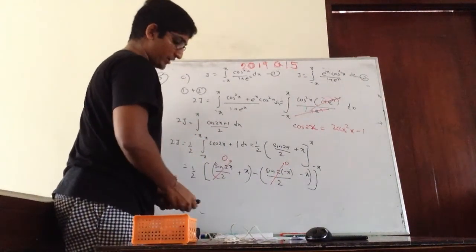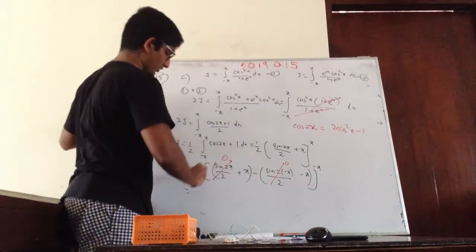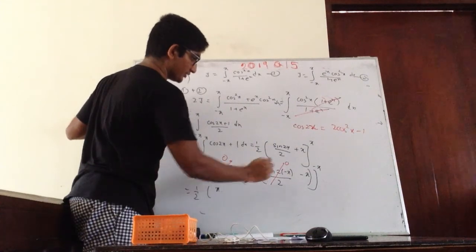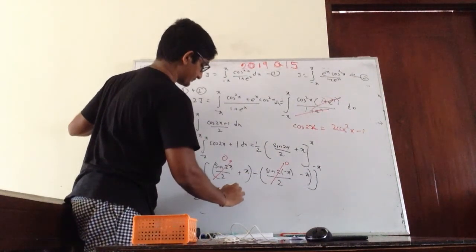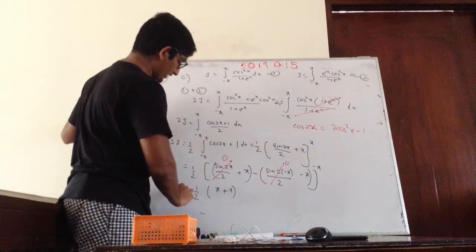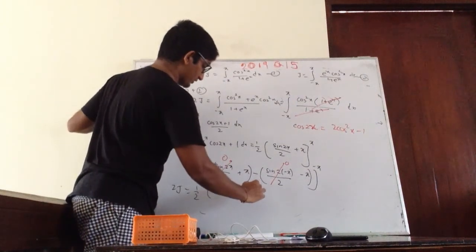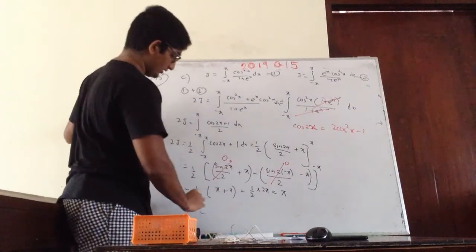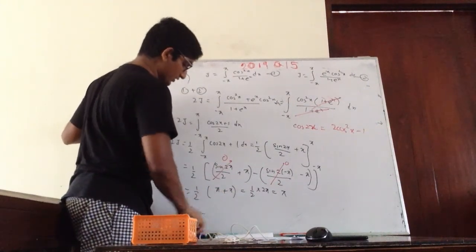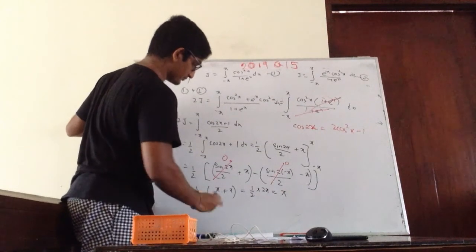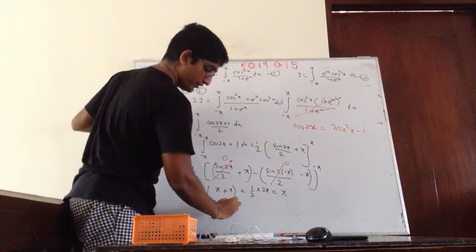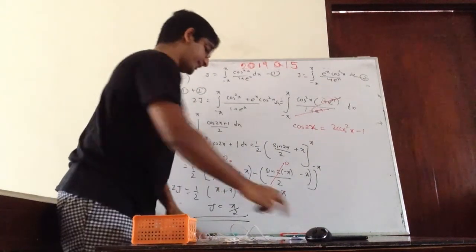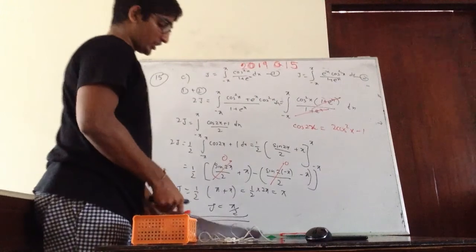So then we are remaining with half of π plus 5, and this is 2J. Yeah? So then you will get half of 2π equal to 5. That means J, or the answer we want, will be 5. And that ends question number 15 as well.